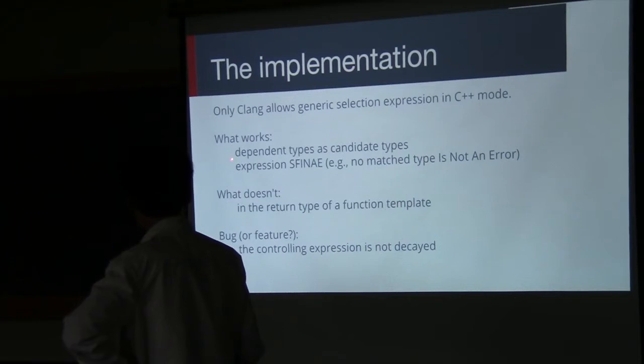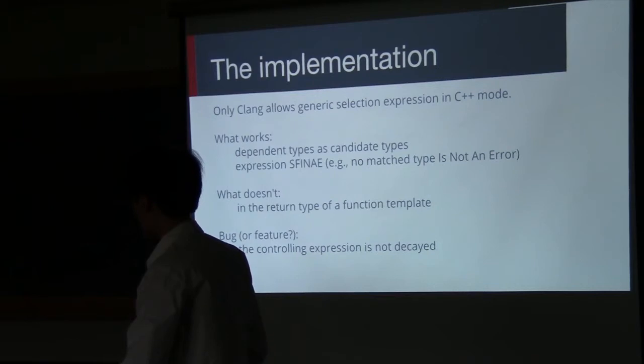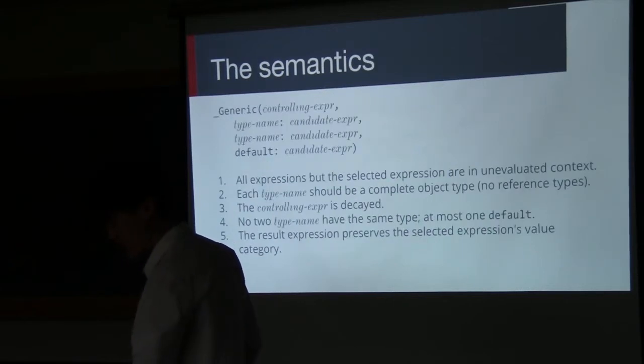So in C++, what works? Dependent types as candidate types works. So you know what dependent type means, right? A type depends on some template parameter, so that you can use it in templates. Can you go back? Okay. So dependent types appear here.